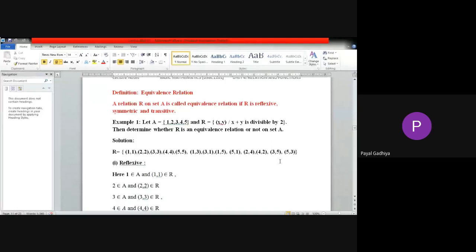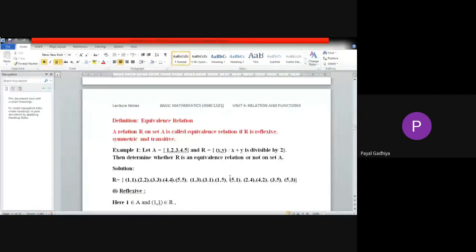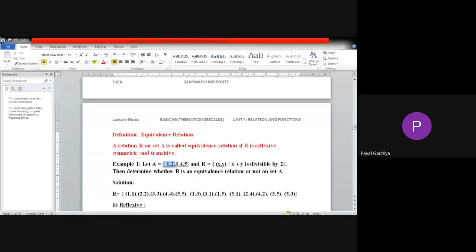A relation R on a set A is called an equivalence relation if R is reflexive, symmetric, and transitive. So for every example, we have to check whether the relation is reflexive, symmetric, and transitive. Let us start with the first example. Set A has 5 elements: 1, 2, 3, 4, 5. R is the set of all (x, y) where x plus y is divisible by 2. Determine whether R is an equivalence relation or not.